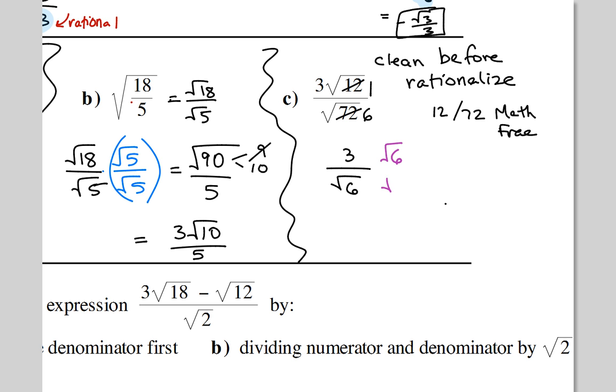Root 6, root 6. The bottom's 6, obviously. And the top will be 3 root 6. Do I stop there or can I clean? 3 and 6 as a fraction is the same as half.